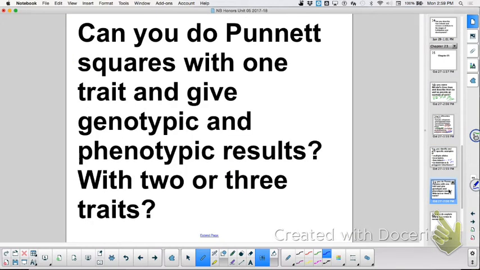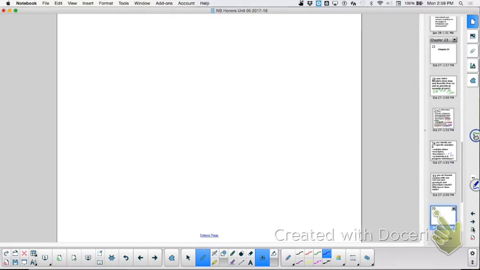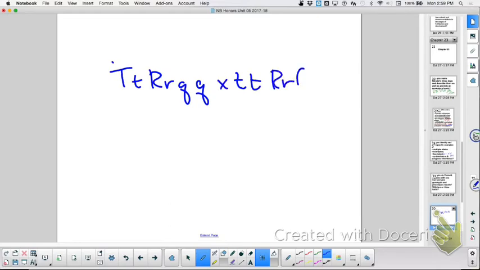Can you do a Punnett square with 1 trait and give genotype and phenotype results? How about with 2 or 3 traits? Yes. Want to try one or no? Yes. Okay, can you cross for me? No. And I want to know, what are the odds of this?